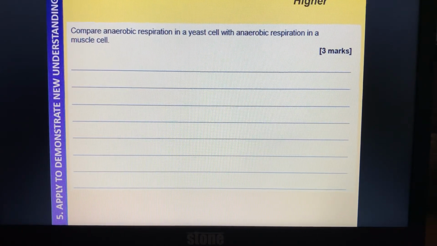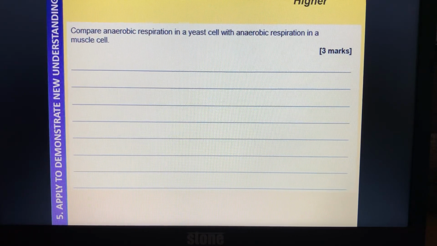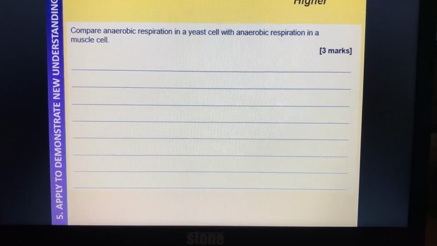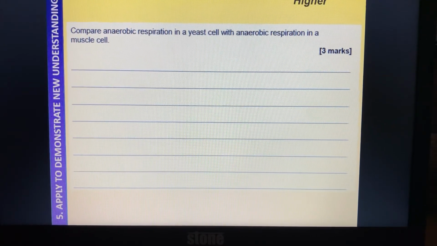It doesn't use the oxygen, just like anaerobic respiration in the muscles. It does use the glucose, and it's got two products. One is ethanol, used to make alcohol and alcoholic drinks, wines, beers, spirits. And the other one is carbon dioxide, which is used to make bread rise. Okay, so thinking about similarities and differences between anaerobic respiration in yeast, maybe what's used, what's produced, and anaerobic respiration in a muscle cell.